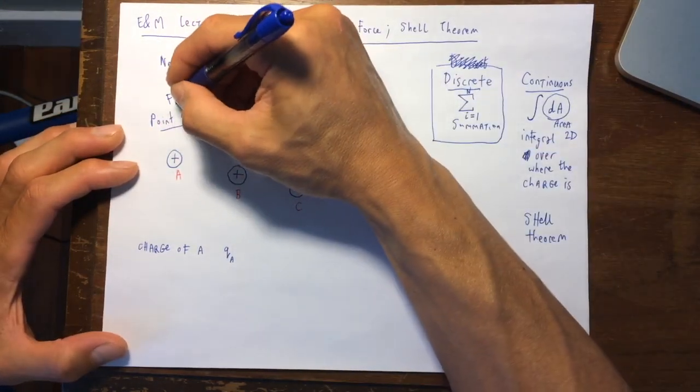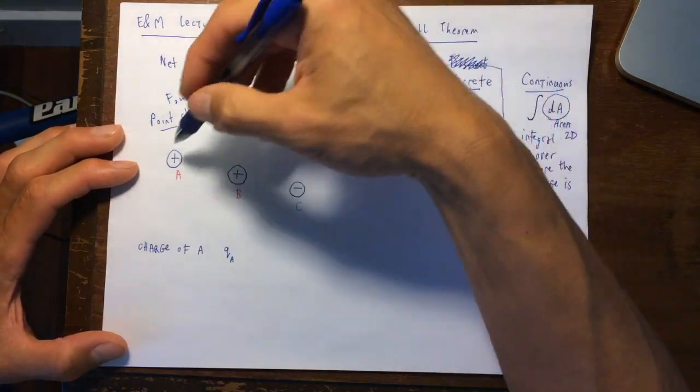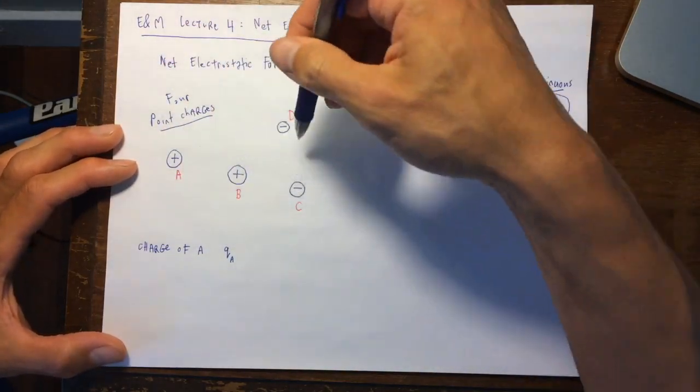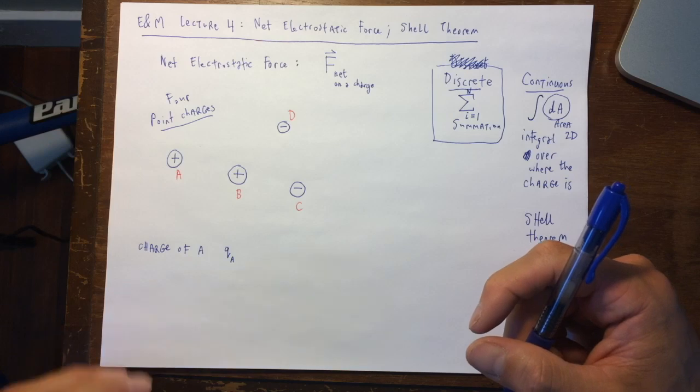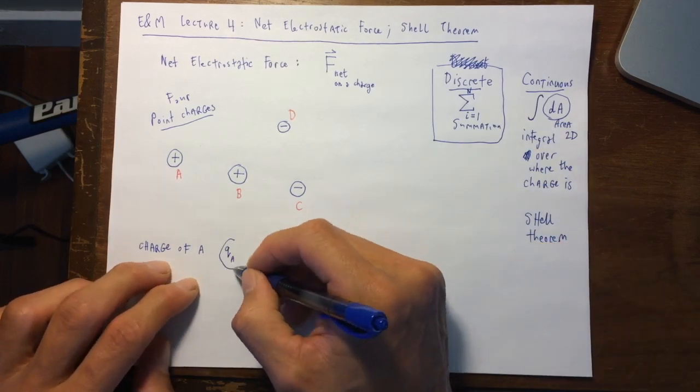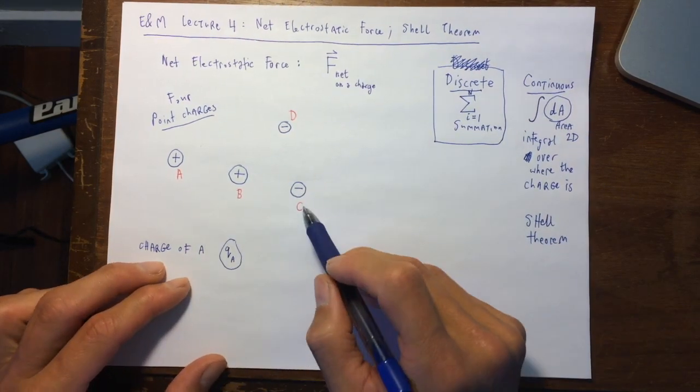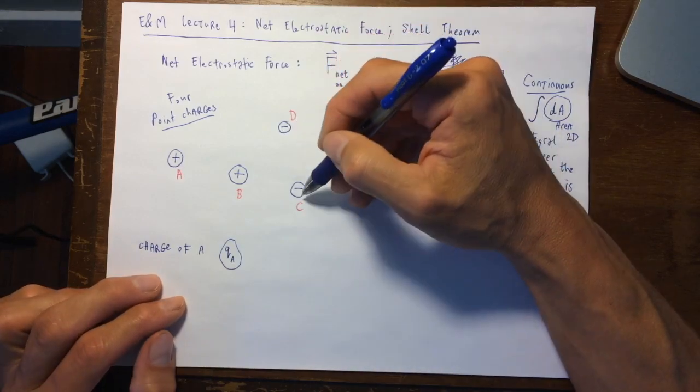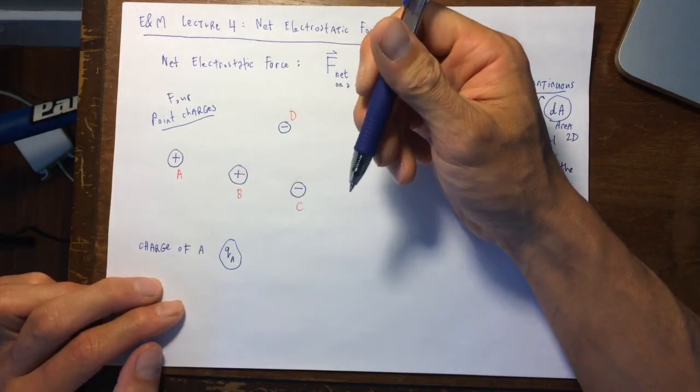So I have 4 point charges, all sort of close to each other. They can all interact with each other. And we're calling the amounts of charge QA, QB, QC, QD. QC and QD are negative, and QA and QB are positive.